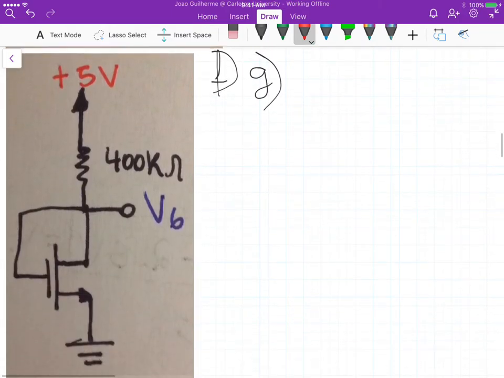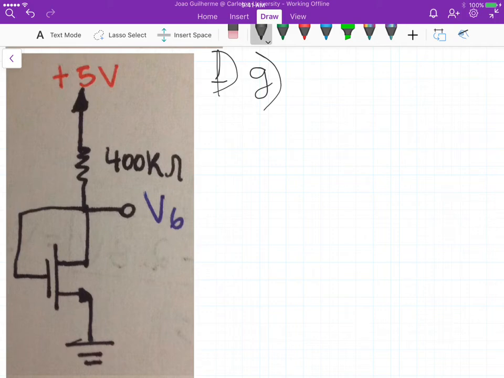Now for F and G, we have this circuit here. And this problem is a little bit tricky if you don't assume that it's similar to the previous ones. So I will show you how to solve it, and basically we have to find a quadratic equation to find the drain voltage. So let's get started.